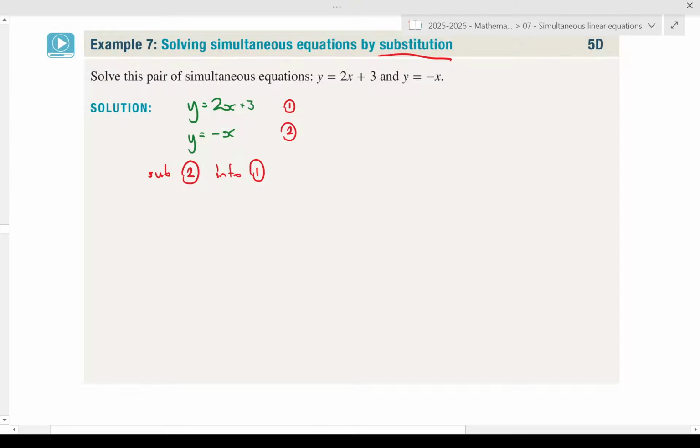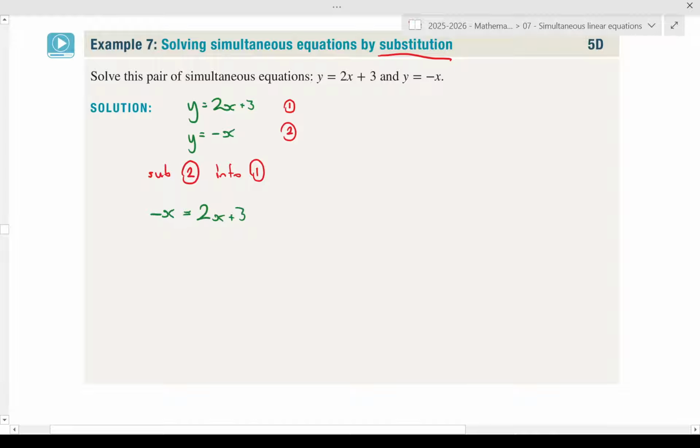The reason I'm changing colors is just so you can see what's an instruction and what is the actual working. So what do I mean by sub 2 into 1? Well, at the moment, I've got both of these. Equation 1 says y equals 2x plus 3. That's all well and good, but I'm going to sub equation 2. Equation 2 says y equals minus x. So what I'm going to say is, in this equation I have a y, and I know that y equals minus x because it says so in equation 2. So I'm going to replace my y and go minus x.